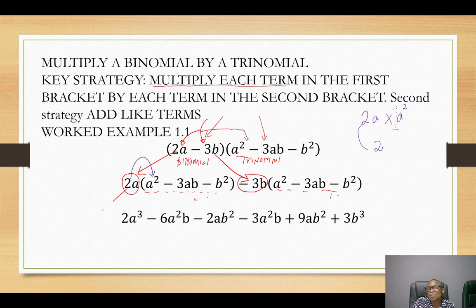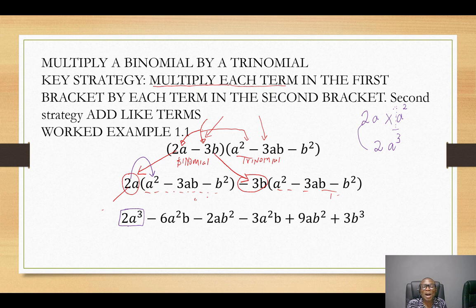For now, I'm not explaining why a times a squared is a cube, but I don't think it's hard for you to get the idea that a times a squared is a cube. I'm going to explain this when I'm looking at the laws of exponents as we continue. So for now, a times a squared is a cube, which makes 2a times a squared 2a cube. So yes, you can see 2a, which is outside the bracket, multiplied a squared to get 2a cube.